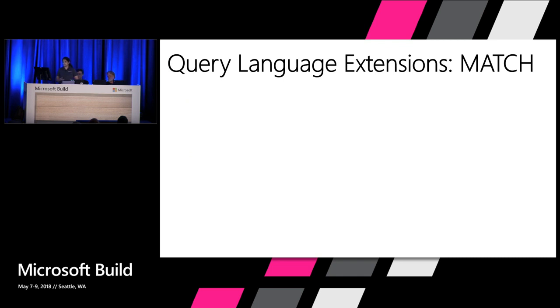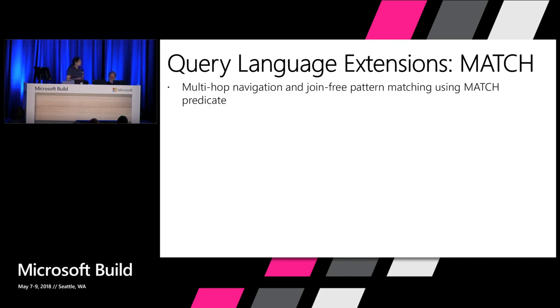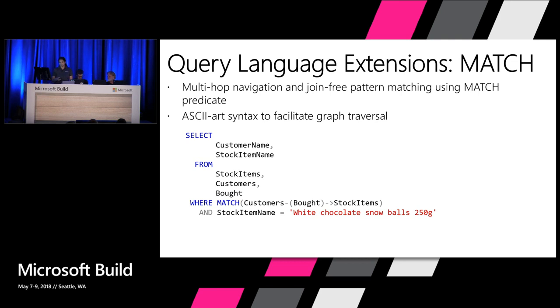Moving on, let's look at the match predicate that we have introduced. Match supports or helps multi-hop navigation. It supports a join-free syntax for navigation through your graph. And it uses our ASCII art style syntax for graph traversal. So this is how your traversal query will look like. In this query, we are trying to find all the customers who have bought a stock item, and the stock item being white chocolate snowballs. We are filtering the stock item name there, right?